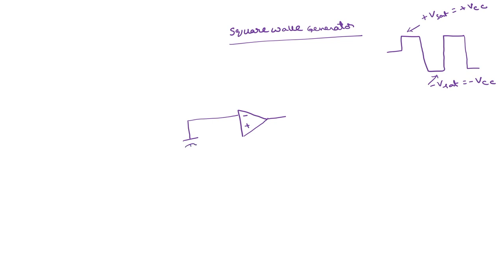Input we are going to apply to the integrator. This is a basic integrator. There is a feedback path, a voltage divider. This is the output.